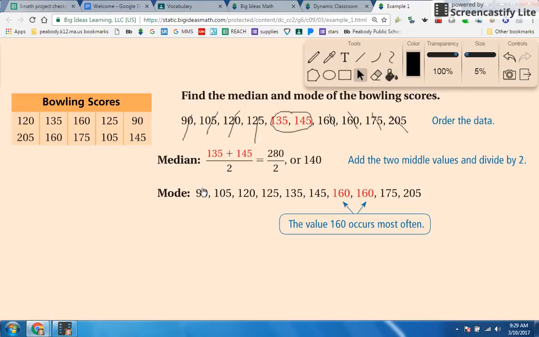The mode is the number that appears the most. So luckily, you already have it ordered least to greatest, so you can look really quickly and see if there's any number that appears more than once. They're showing you here that 160 appears more than everything else, so that would be the mode. Okay, so I'm going to give you one of these to try.